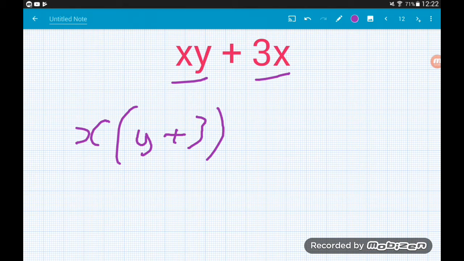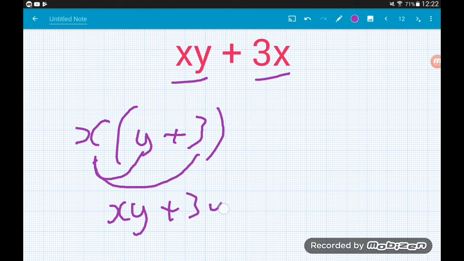Now let's just check that one again. So x times y is xy, and then x times positive 3 gives us that 3x again, as we need it to. Okay guys, hopefully that's useful.